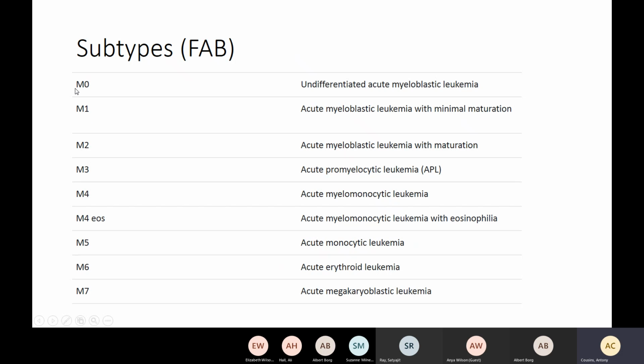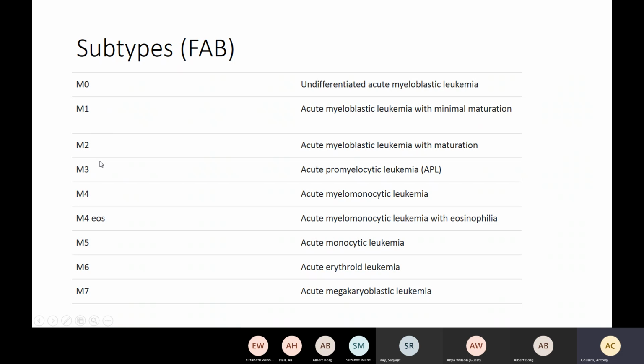These are based really on morphology, so what the cells look like under a microscope. It's called the FAB, or French-American-British classification. You start off with M0, which is undifferentiated blast cells, so blast cells that don't show any signs of being anything other than the most primitive stem cells. Moving on to M1, which have very minimal signs of maturing towards the myeloid lineage. M2 are cells that look as though they're destined to become neutrophils.